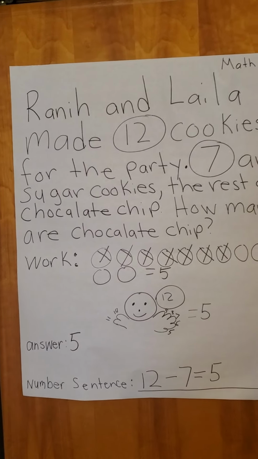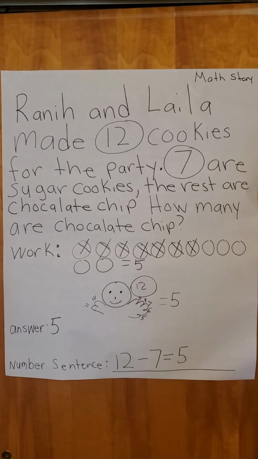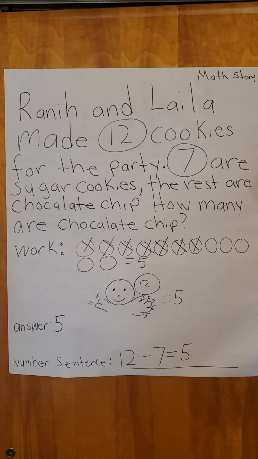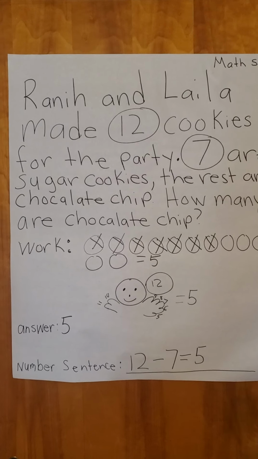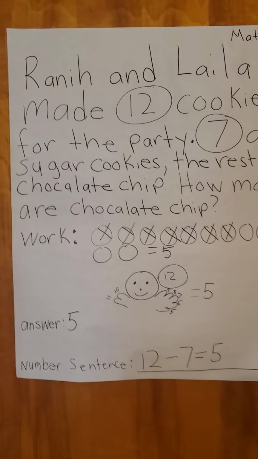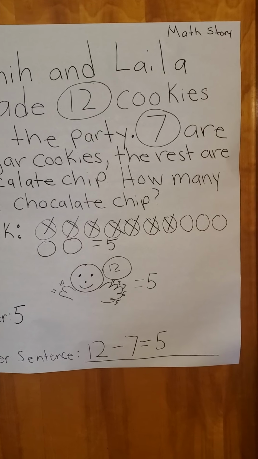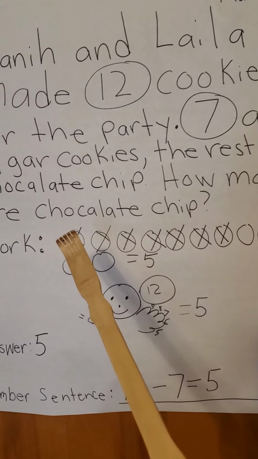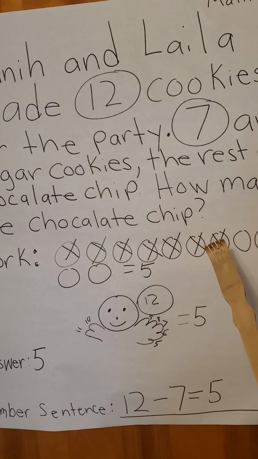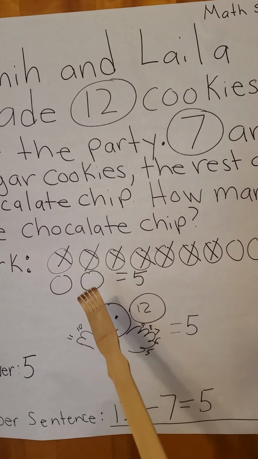Renai and Layla made 12 cookies for the party. 7 are sugar cookies. The rest are chocolate chip. How many are chocolate chip? And so as you see, I've circled the magic numbers because I know those are the numbers that I'm going to have to use to solve my problem. So I know we started out with 12 cookies. And so I made 12 circles. 1, 2, 3, 4, 5, 6, 7, 8, 9, 10, 11, 12.